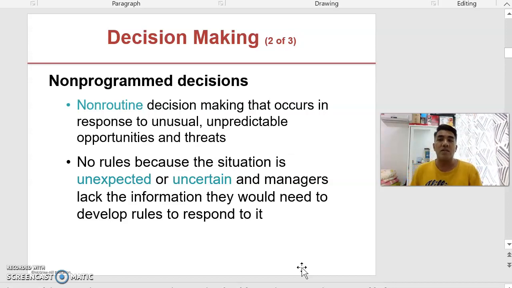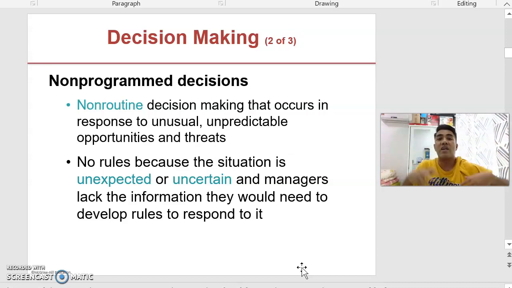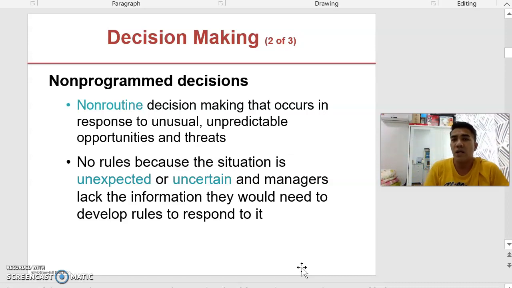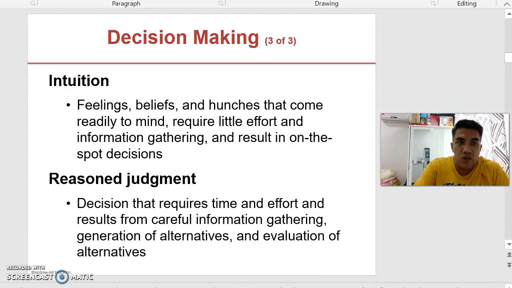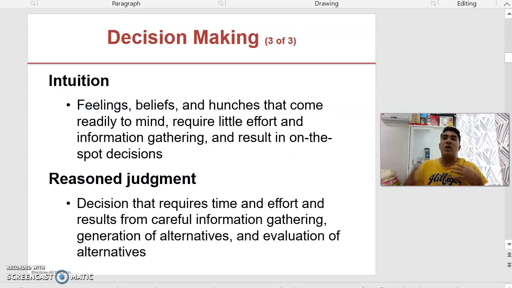So non-program decision, like the COVID-19 one, this is a very huge non-program decision, very unexpected, unusual, unpredictable one. And managers lack the information that they would need to develop rules and to respond to it. So because of the non-program decision, that is why sometimes we are making decisions based on our intuition and also based on our judgment.